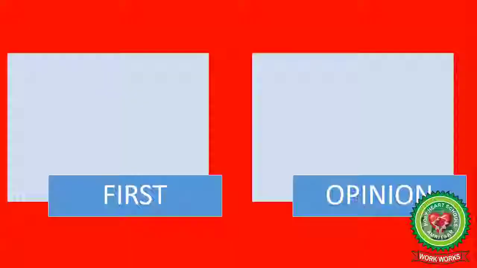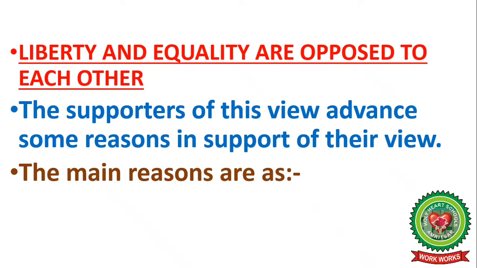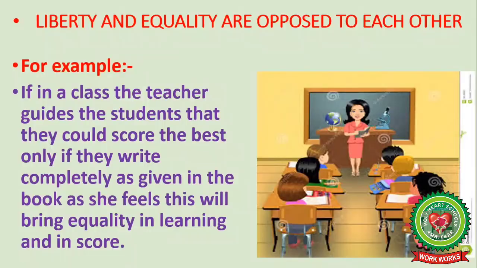First, I will discuss the first opinion, that liberty and equality are opposed to each other. The supporters of this view advance some reasons in support of their view. The main reasons, I will tell you with an example. If in a class the teacher guides the students that they could score the best only if they write completely as given in the book, as she feels this will bring equality in learning and in score. Students, you see here what the teacher is guiding. The students must learn the same as given in the book.